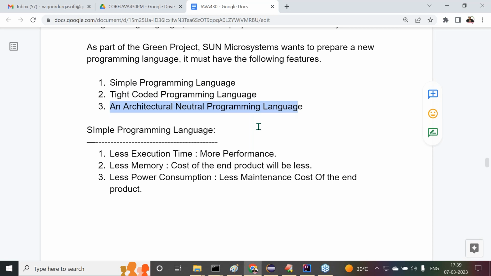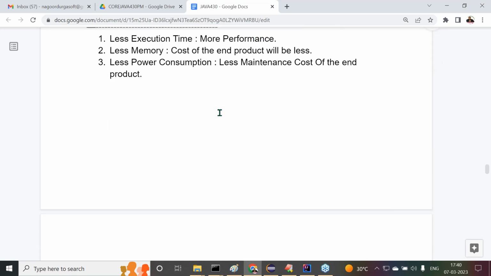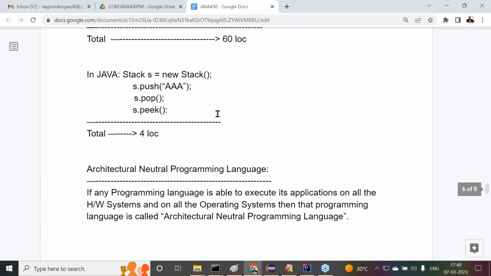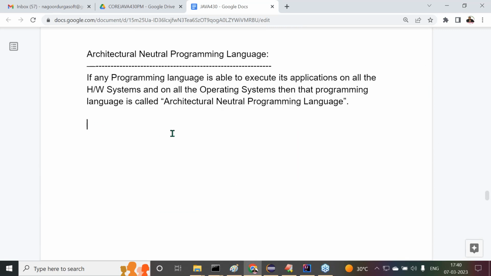Able to execute its applications on all the hardware systems and all the operating systems. Still, they did not start their implementation. They are still thinking about the future of their new programming language. Got it or not? All right. Then after having this type of thinking, observe carefully.